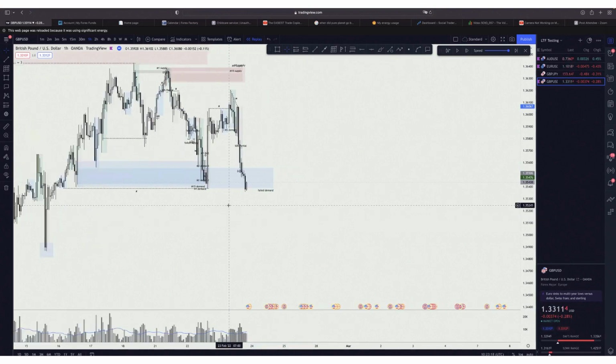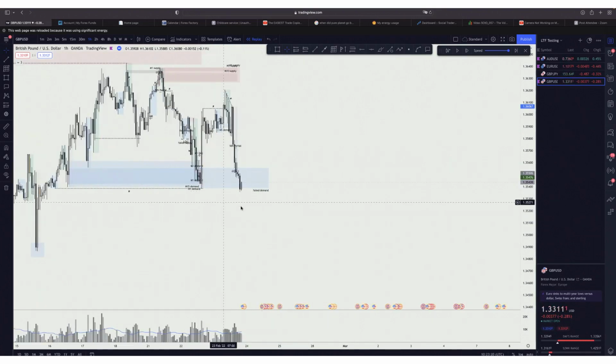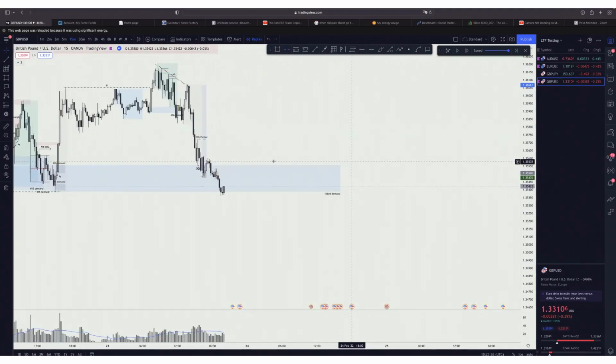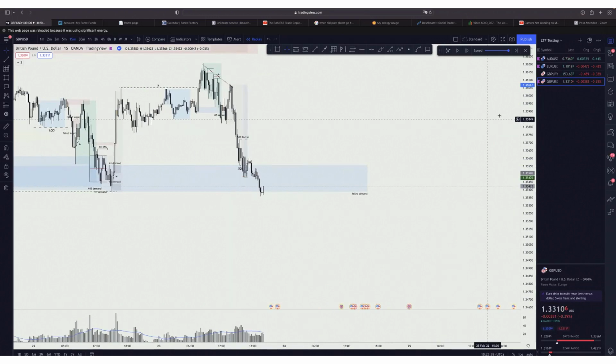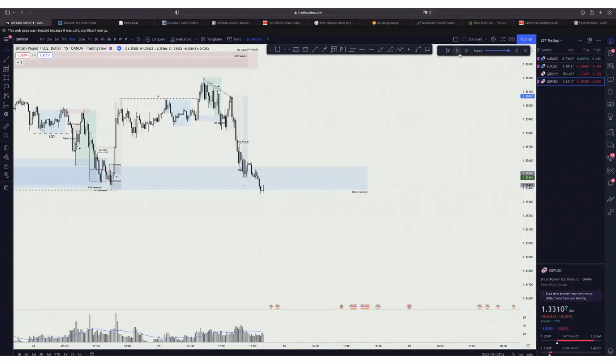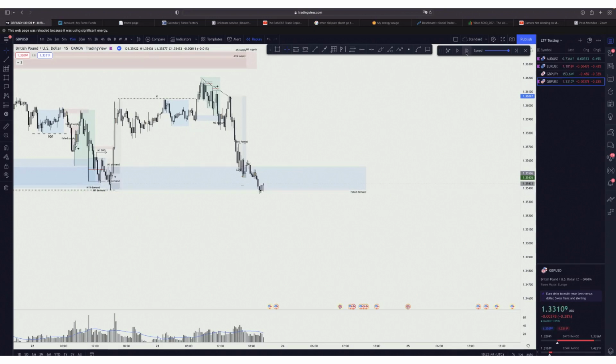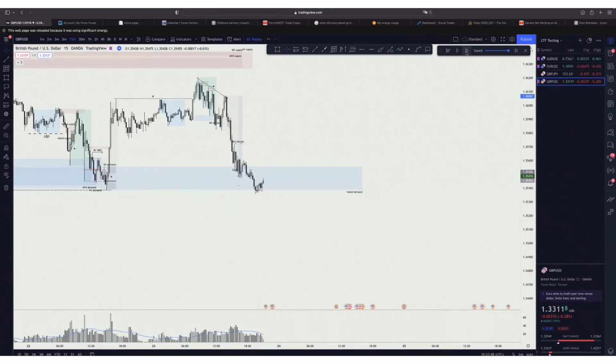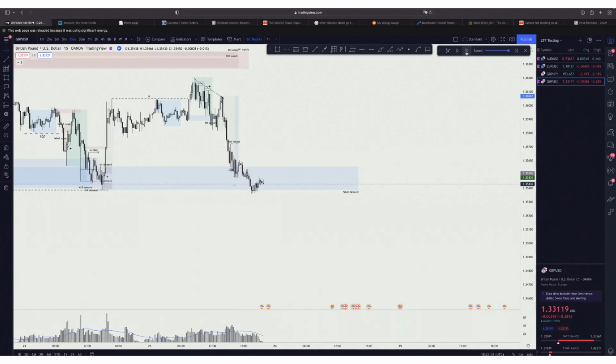Right, so we've got a failed H1 demand. Broken structure as well. So it could come down a bit further. But I definitely wouldn't be looking for a long, I don't know how I'd get in here. Let's just take a look. Yes, it's a second deep invader on this demand. So not looking very good for the zone.